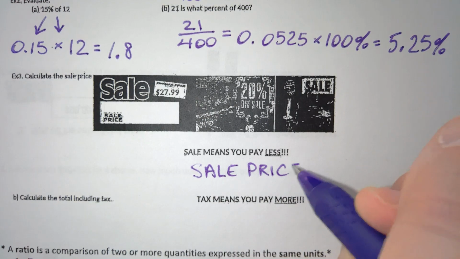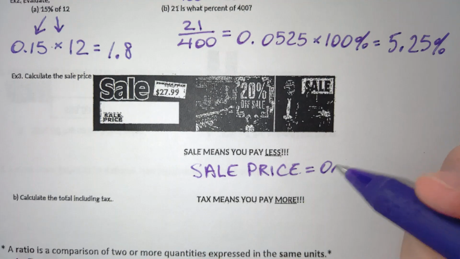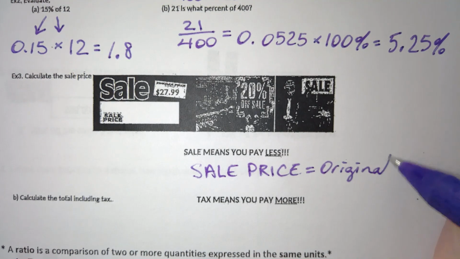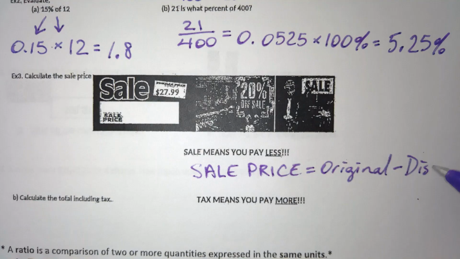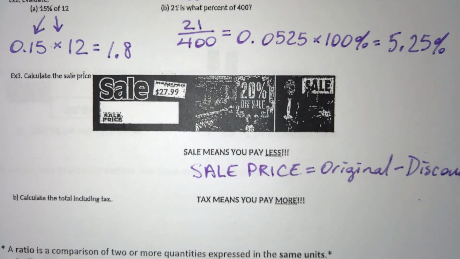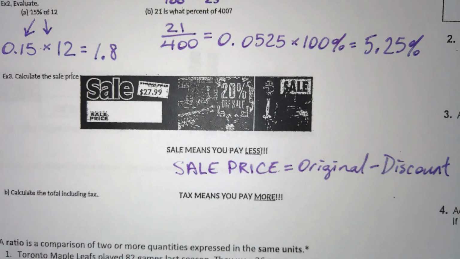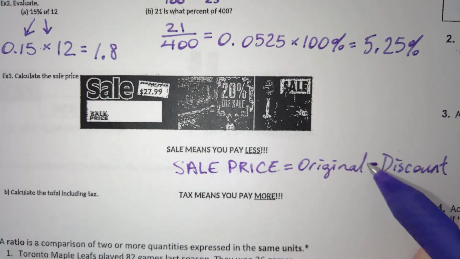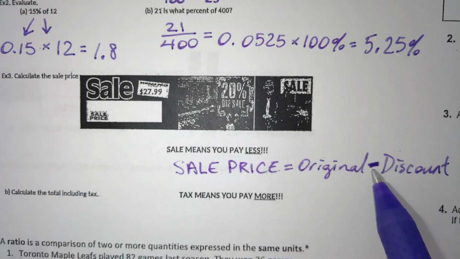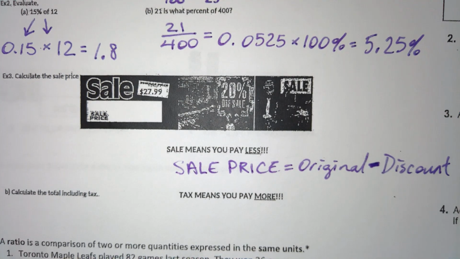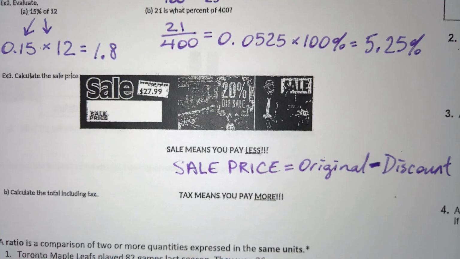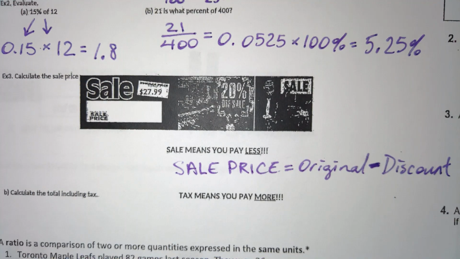Okay. So remember, your sale price equals your original price minus your discount, because it's a sale. So it should cost you less. That's why you minus. There is a shortcut way to do this question. Who knows the shortcut way? So Kavya's way works, but it's 2 steps. There is something that I can do in 1 step.